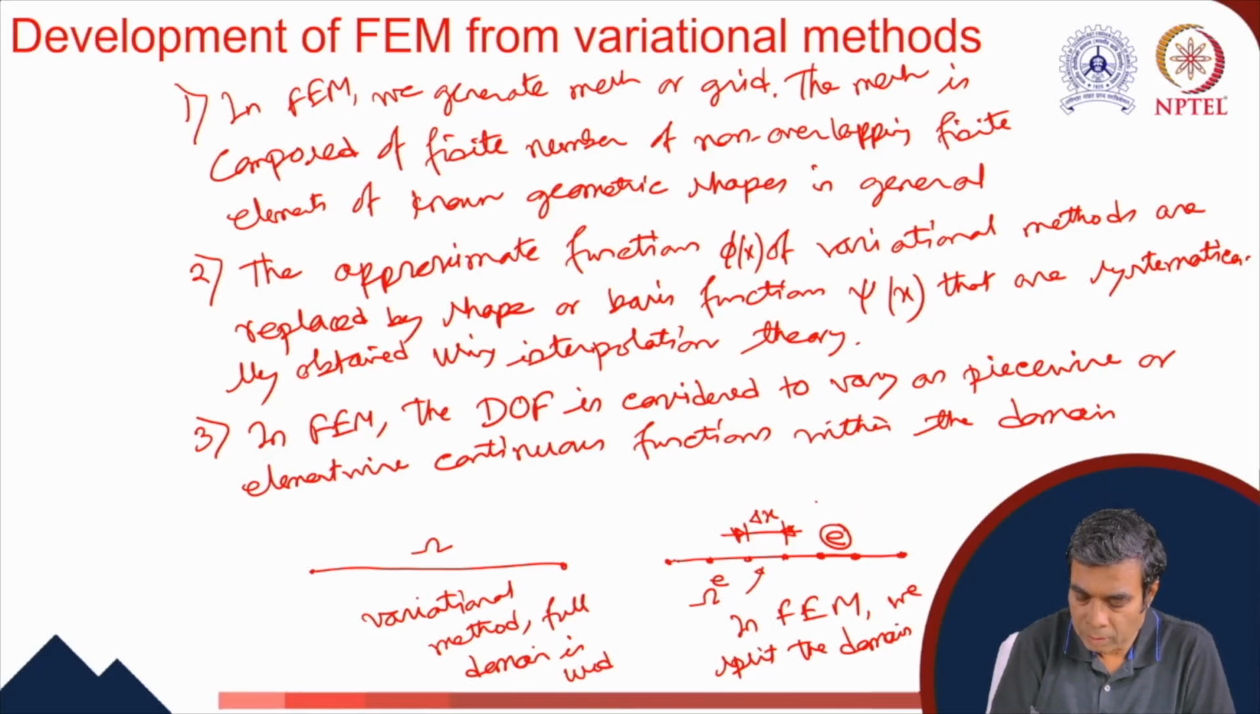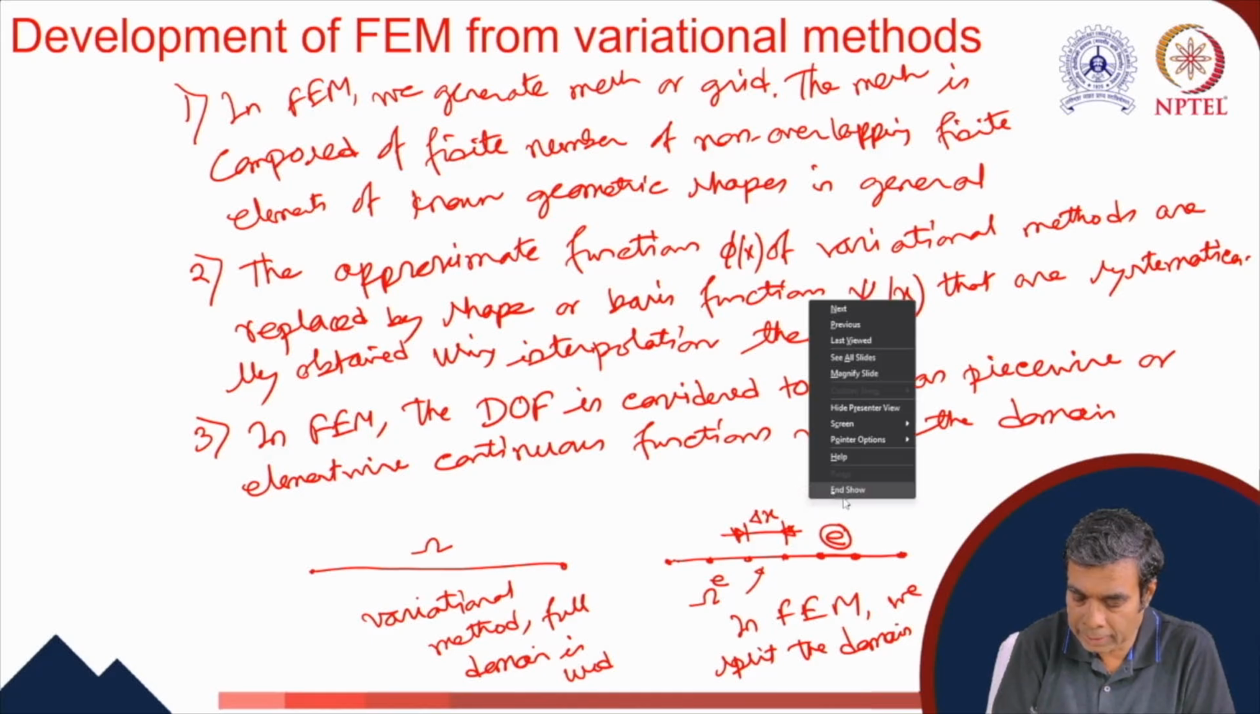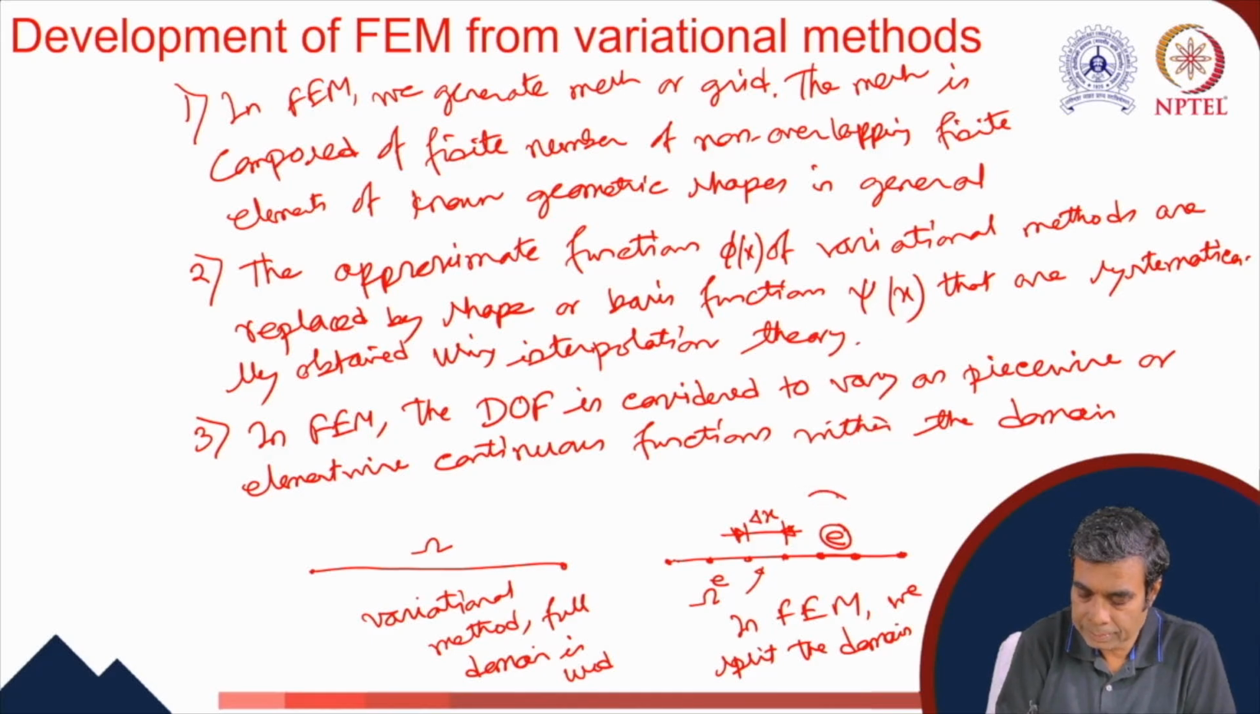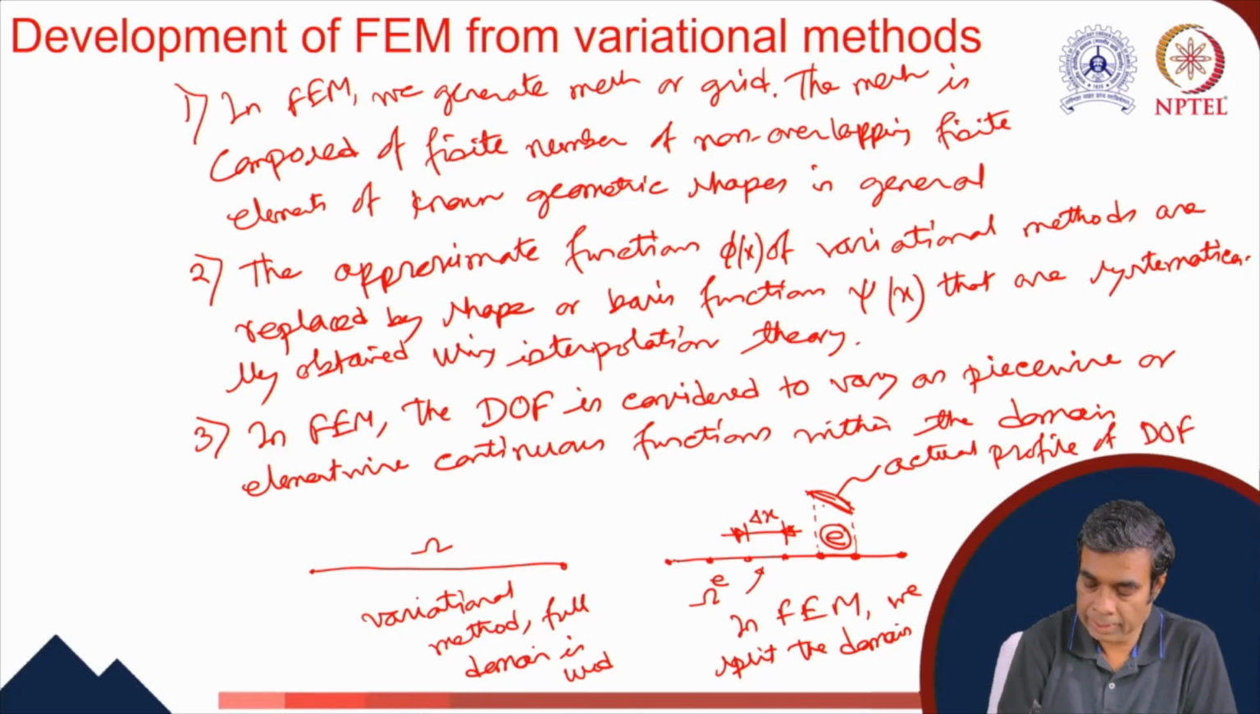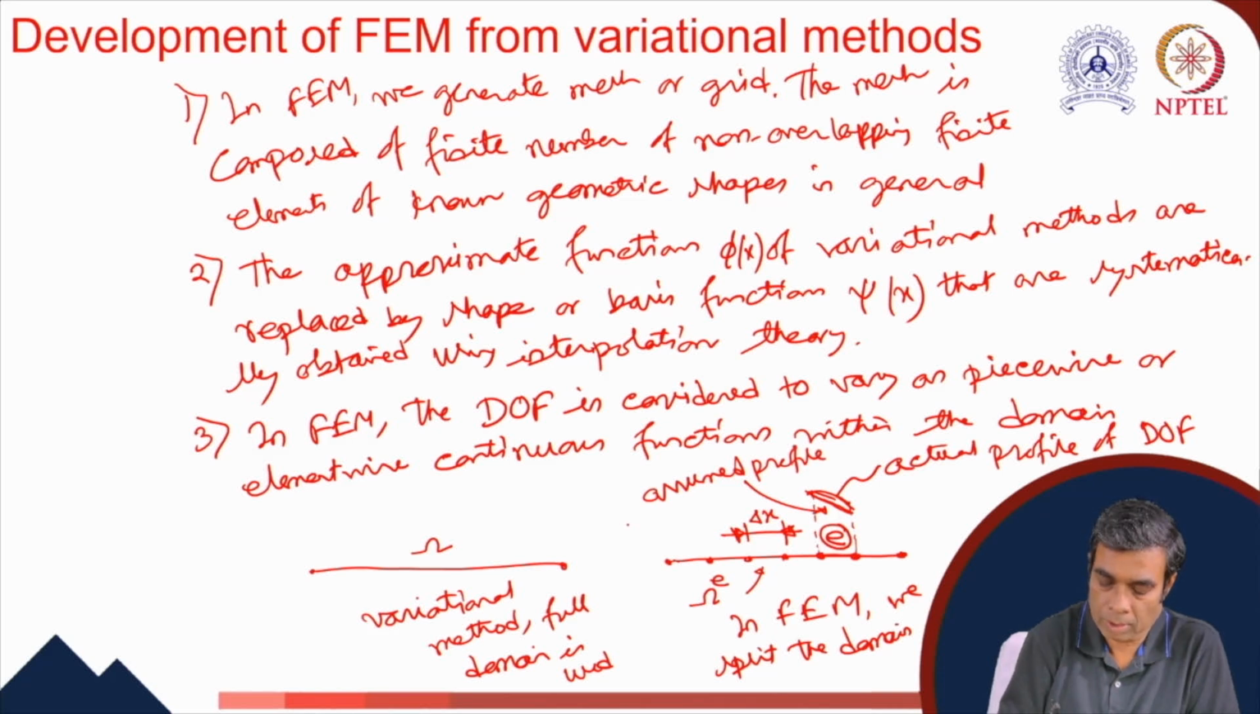Now, within this domain, let us consider the true variation of the temperature is like an unknown curve. This is the true variation of the temperature which we substitute or which we assume to be a piecewise continuous function. So the above curve, this is the actual profile of DOF, and this below curve, this is the assumed profile of DOF.